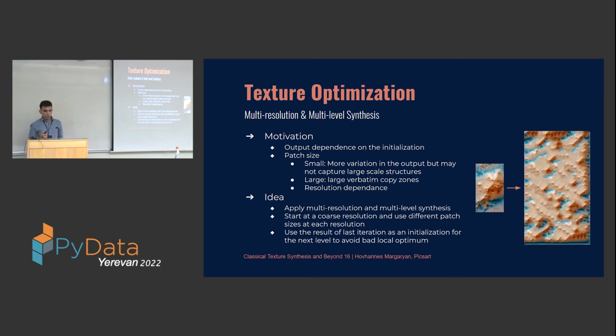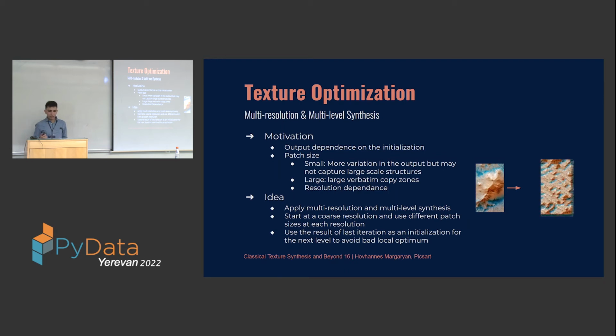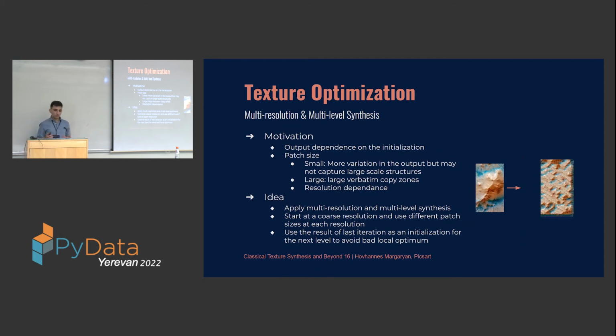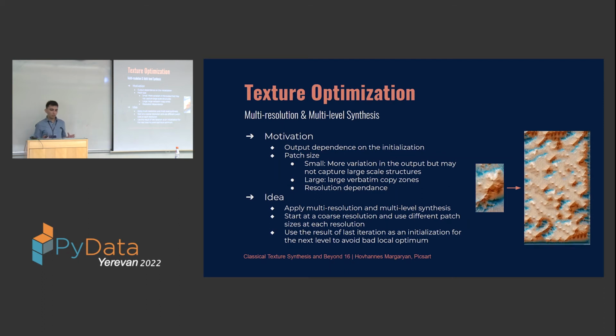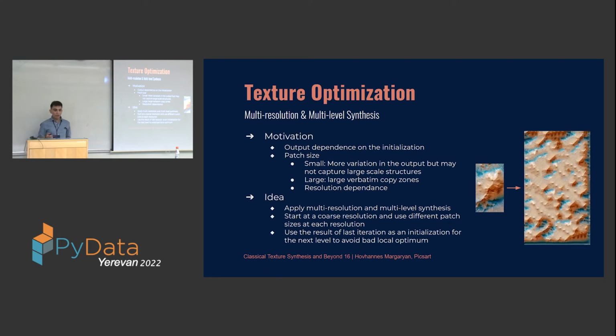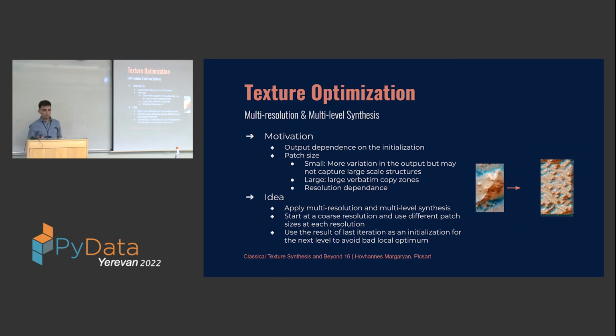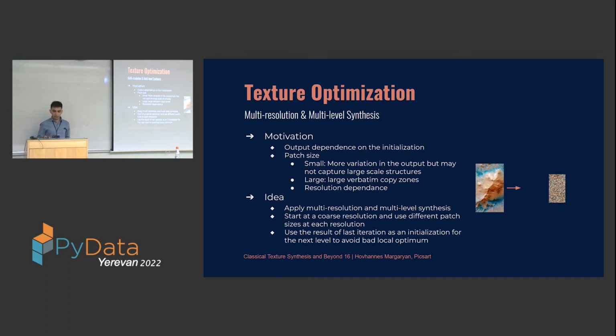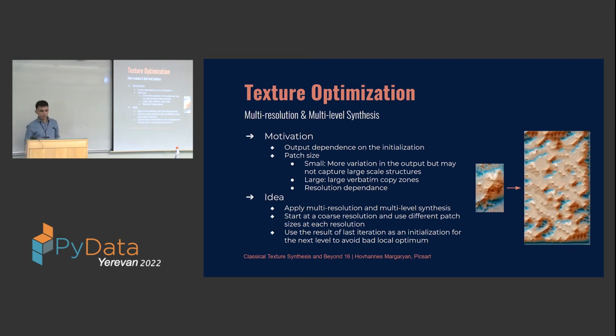So the idea of applying multi-level and multi-resolution synthesis is the following. We start at a very low resolution and use different patch sizes at each resolution from largest to smallest. Large patch sizes help us capture large-scale structures, while small patch sizes apply a further refinement step over the output texture. And at the next resolution level, we take the current resolution's output, upsample it, and use it as an initialization for the next resolution level. This helps us avoid getting stuck at a bad local optimum.